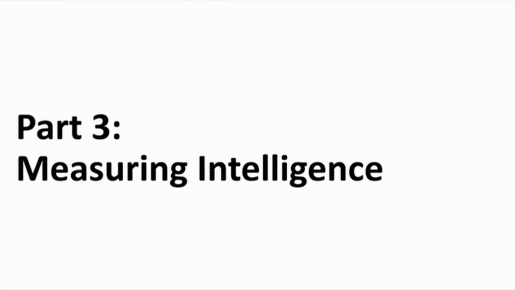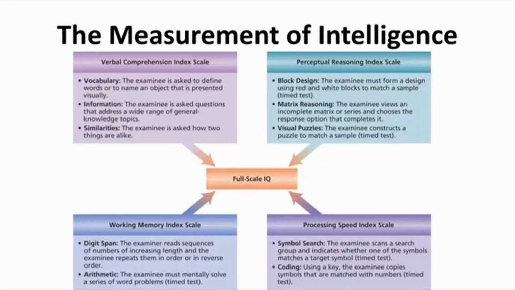Now that we've talked about the nature of intelligence and a little bit about the history as to how we started measuring intelligence, let's look at how we actually modernly measure intelligence. What do each of the tests that we use nowadays give us in terms of output, and what can we glean from this information?